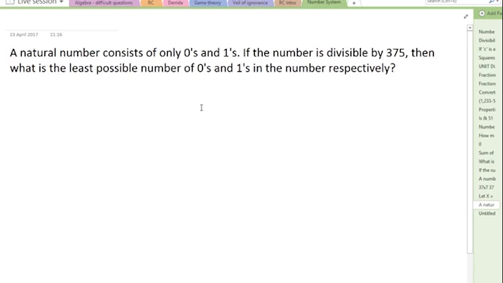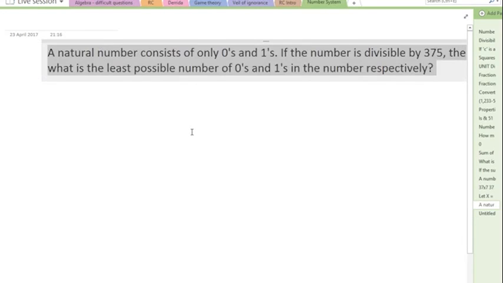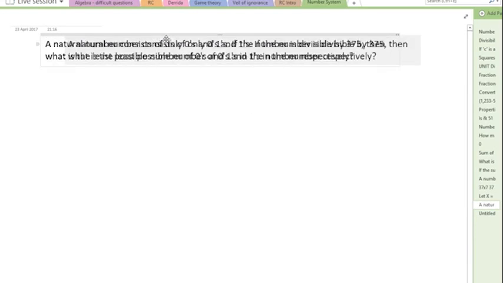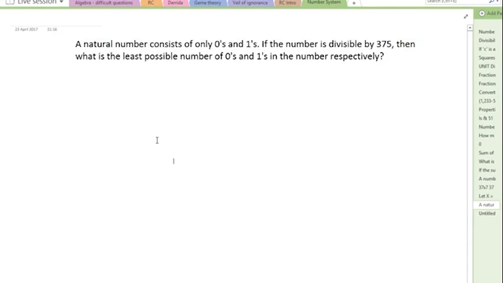A natural number consists of only zeros and ones. If the number is divisible by 375, then what is the least possible number of zeros and ones in the number respectively? So there is a number, it is divisible by 375. What is the least possible number of zeros and ones in the number respectively?